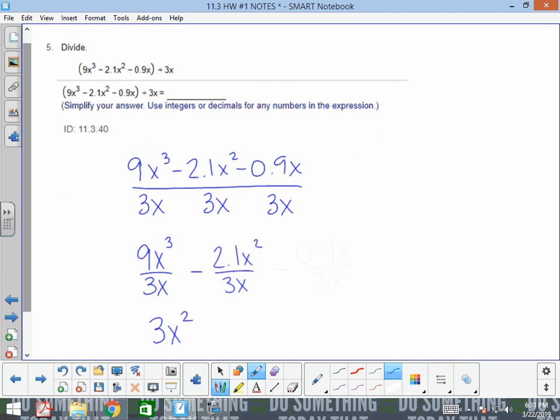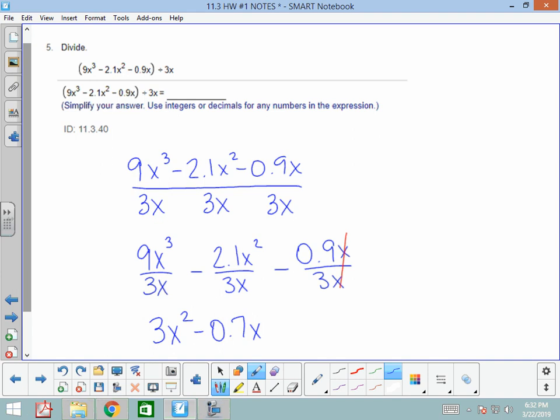Negative 2.1 x squared divided by 3x. Okay, so we're dividing the 2.1 divided by the 3. So that's 0.7. And then x squared divided by x is just x. And then the last term, negative 0.9x divided by 3x. Well, the x's are going to cancel out. So negative 0.9 divided by positive 3 is going to be minus 0.3.